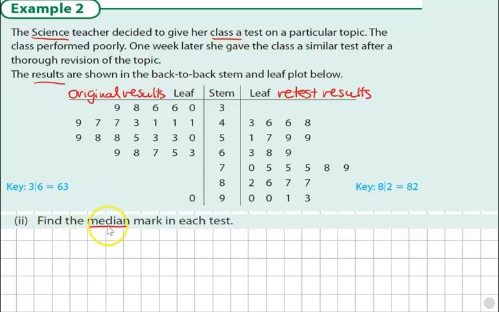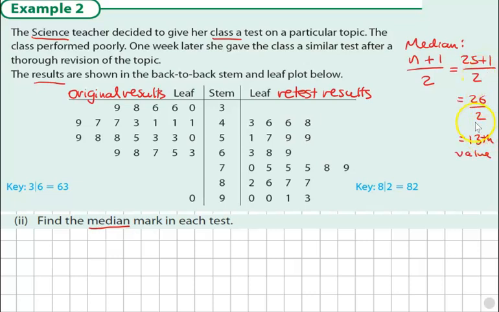Question 2. Find the median mark in each test, so the middle mark. For the median, we take the number of students, add 1 and divide by 2. There were 25 students, so we count them: 1, 2, 3, up to 25. So 25 plus 1 is 26, and 26 divided by 2 is 13. So the 13th value will be the median.